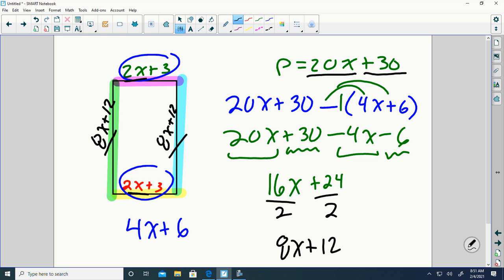Do we feel pretty comfortable about how that problem worked out? Yes, sir. Another way you could have done it also is you could have divided the original problem by 2. So you're saying go 20x plus 30, divide those by 2 to get 10x plus 15, and then just subtract the 2x plus 3? And does that work? I think it does.